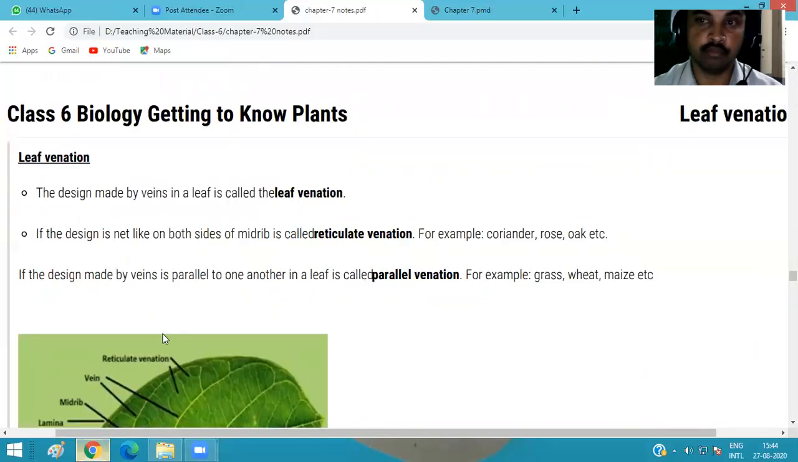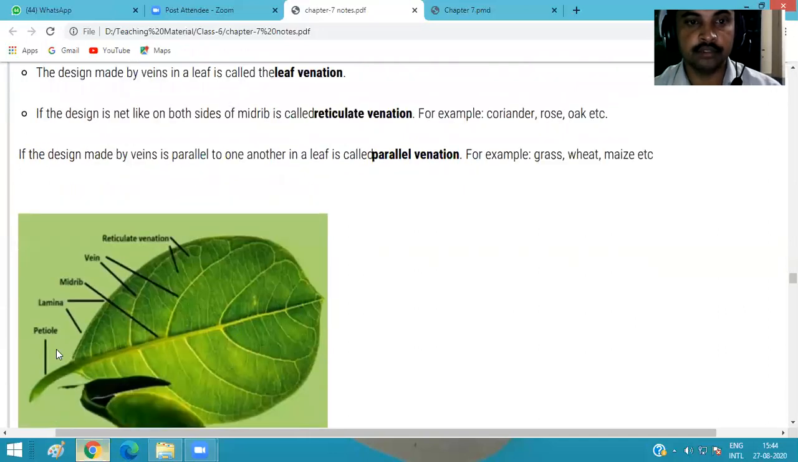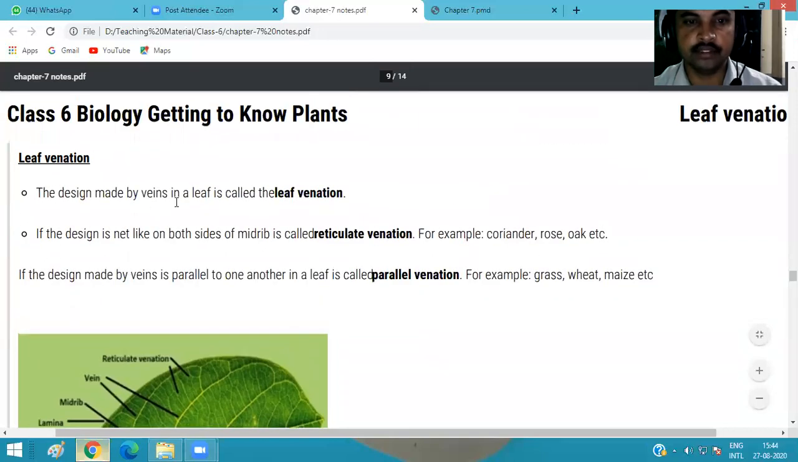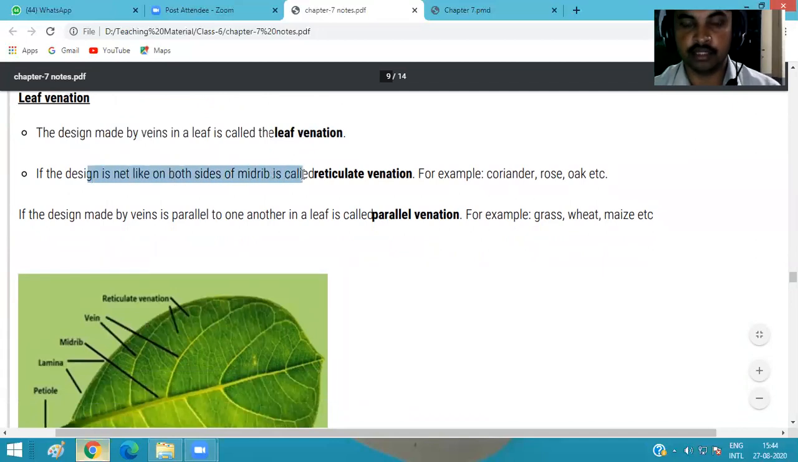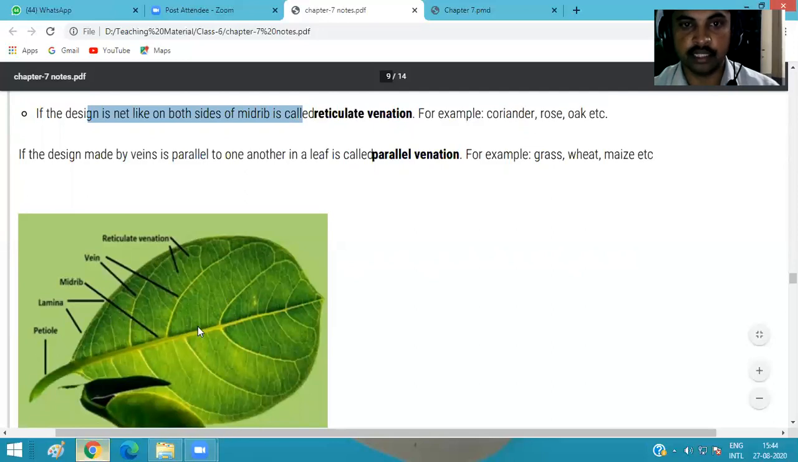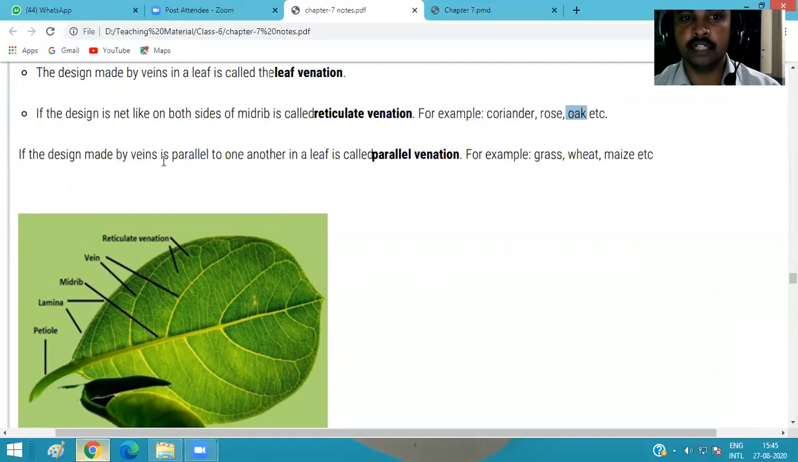Then leaf venation. It is also a very important topic. What is leaf venation? In a leaf, the veins are arranged like a network. The design made by veins in a leaf is called leaf venation. If the design is net-like on both sides of the midrib, we call this type of venation reticulate venation. Examples are coriander, rose, and oak.